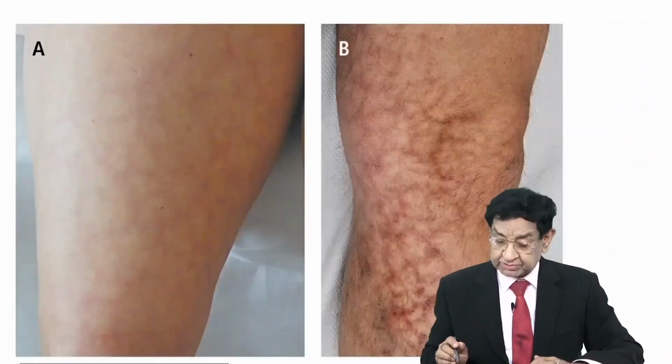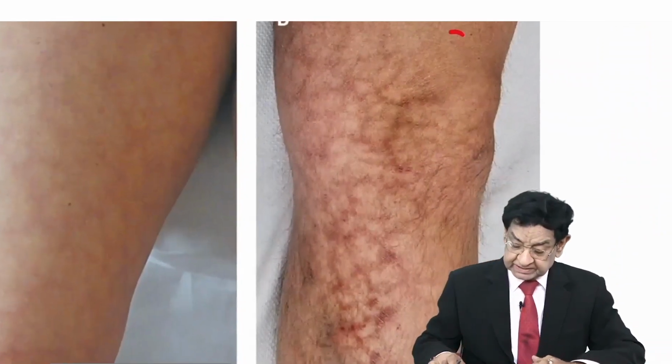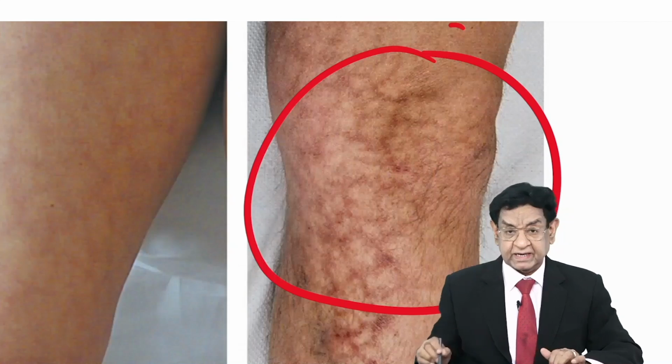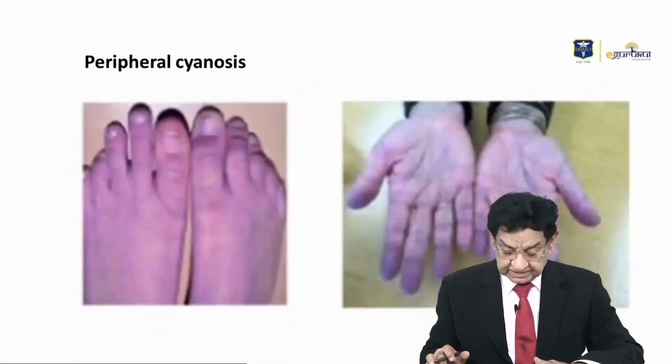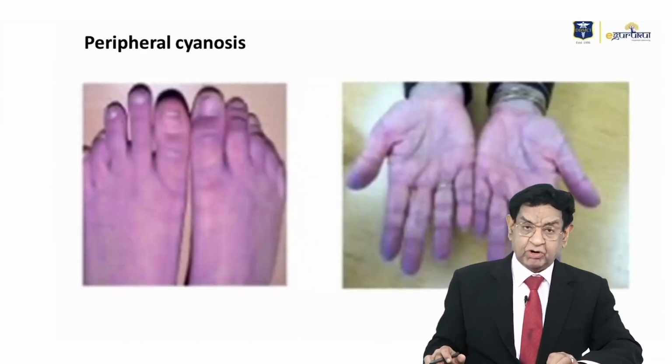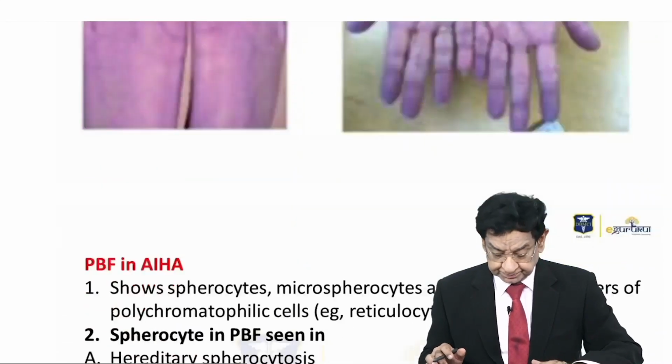So now look into the livedo reticularis. On the skin, you can see a lace-like pattern. This is a classical feature of livedo reticularis. Then this peripheral cyanosis, you can see, is all due to exposure to cold.